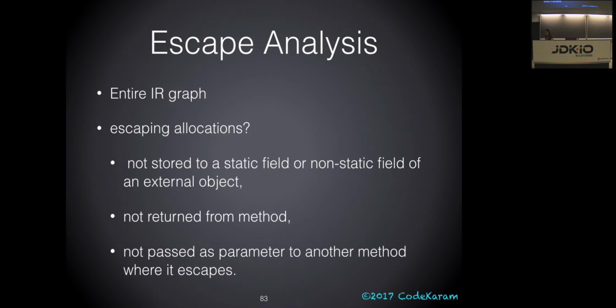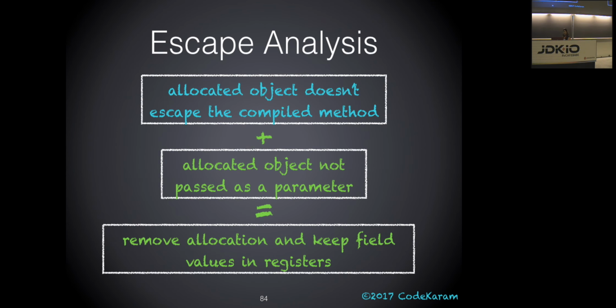The next one I want to talk about is escape analysis. So remember, all you have to find out is if the object escapes the method, right? So it applies to the entire IR graph. So how do you do that? You have to make sure it's not stored in a static field or a non-static field of an external object, right? Second, it's not returned by the method. If it's returned by the method, it's escaping, of course, right? And third, it's not passed as a parameter to another method where it can escape, right? So these are the three checks that you want to make sure and provide.